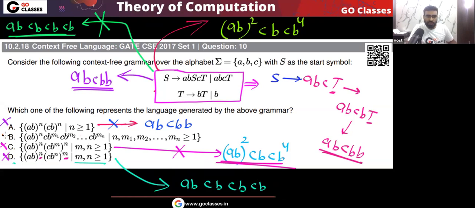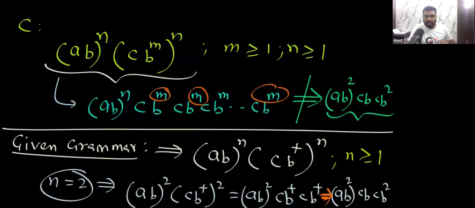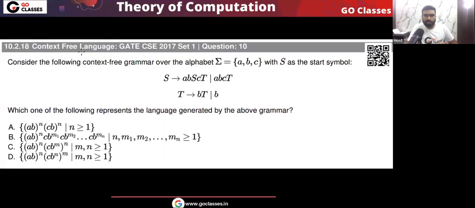Your answer will be option B. So we have seen this question and the complete analysis of this question. Did you understand? Please tell me. So this is a beautiful question, a GATE 2017 question. I hope you understood.